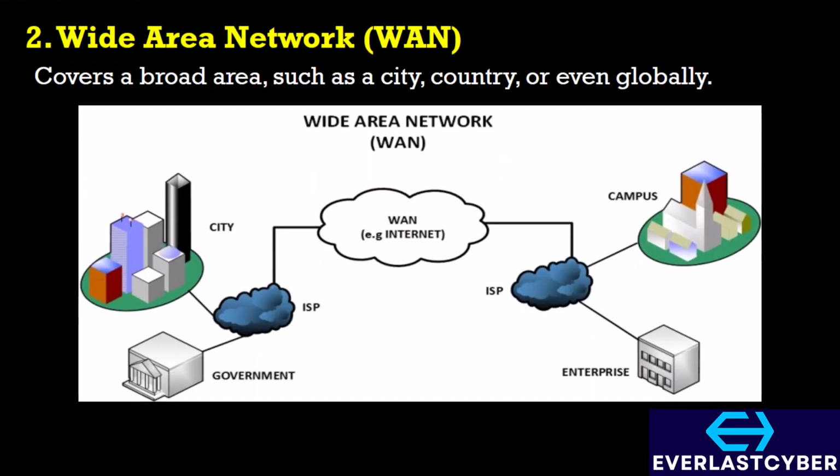The next type of network we should be looking at is the wide area network, or WAN. The wide area network covers a broad area like a city, a country, or even globally. An example of a wide area network is the internet as we know it, or a corporate network connecting multiple locations. The WAN, unlike the LAN, has lower speeds compared to LANs because it usually uses satellite links or even leased lines.